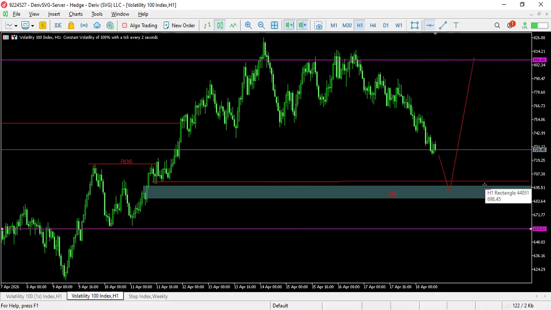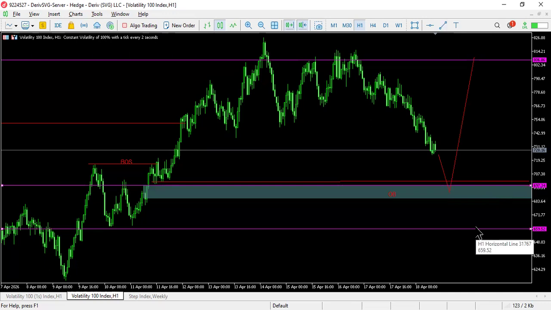So if you want to take the trade with me, go ahead and place a buy limit on volatility 100 with your entry price at 697.34, stop loss at 659.252, and your take profit at 806.86, and always apply proper risk management.